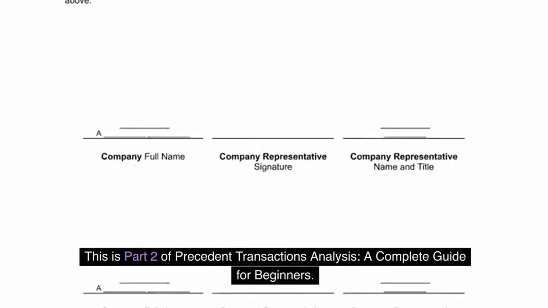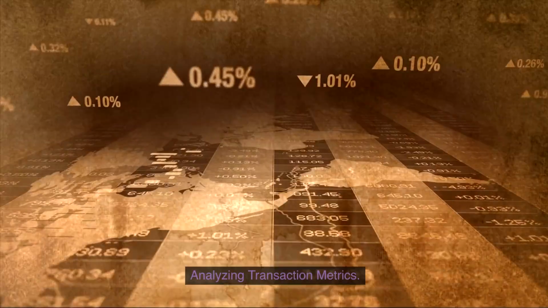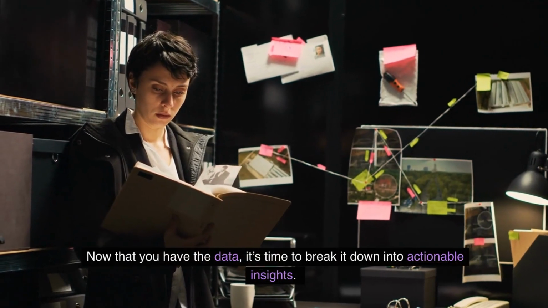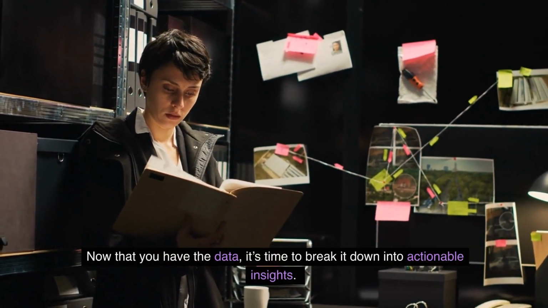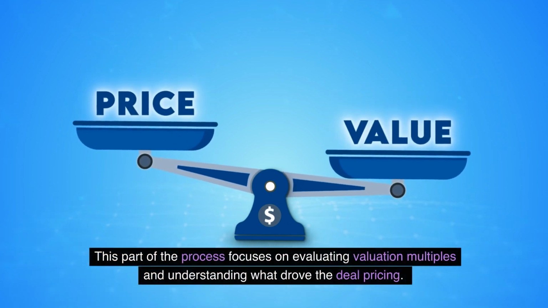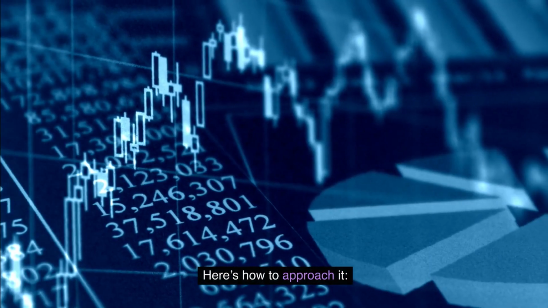This is part 2 of Precedent Transactions Analysis, a complete guide for beginners. Analyzing transaction metrics. Now that you have the data, it's time to break it down into actionable insights. This part of the process focuses on evaluating valuation multiples and understanding what drove the deal pricing. Here's how to approach it.